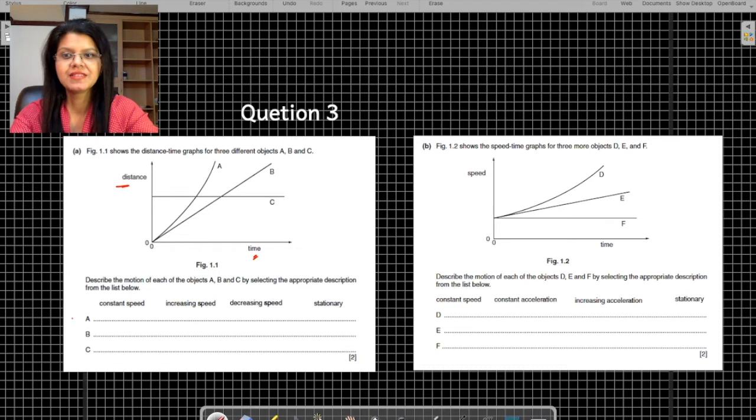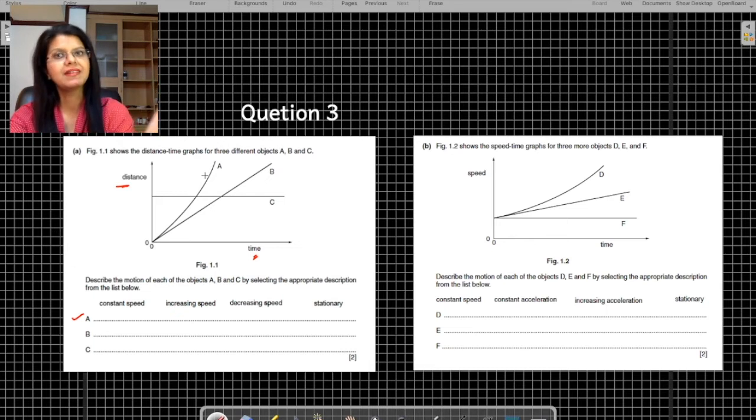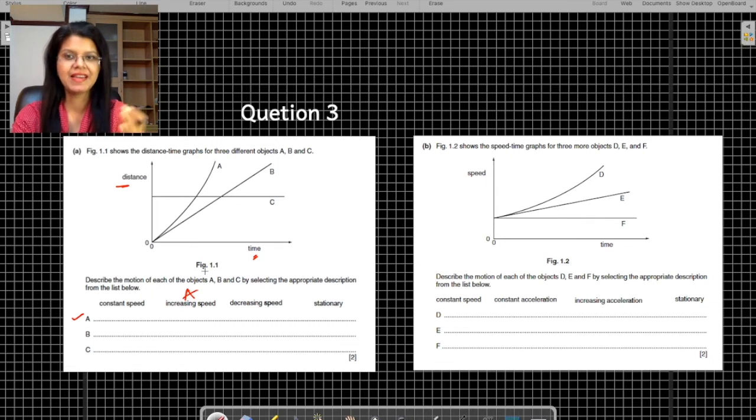Okay, so for the object A, what kind of a curve is it? It is a curve, but upward going curve. So on a distance time graph, an upward going curve represents increasing speed or acceleration. So the answer for A should be this, increasing speed, right? Or acceleration.